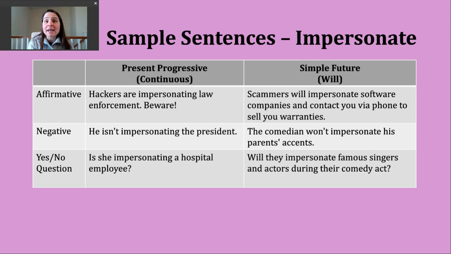Finally, we can make a yes or no question in the present progressive. To do this, we start with a present form of be, then we have our subject, then the ing form of the verb. Here's another example. Is she impersonating a hospital employee? Okay, this also goes back to that second definition, trying to trick or deceive someone.